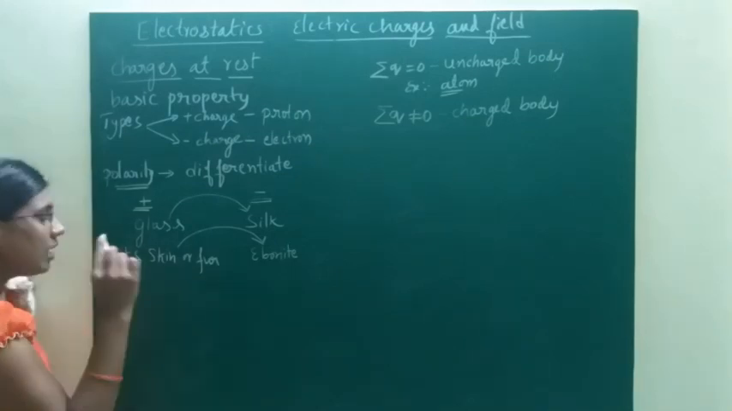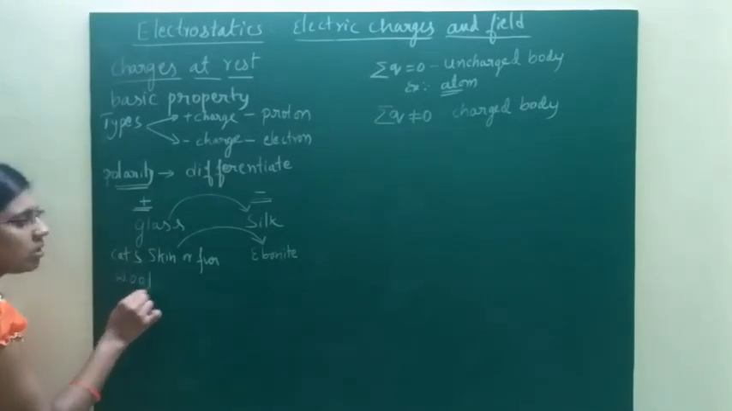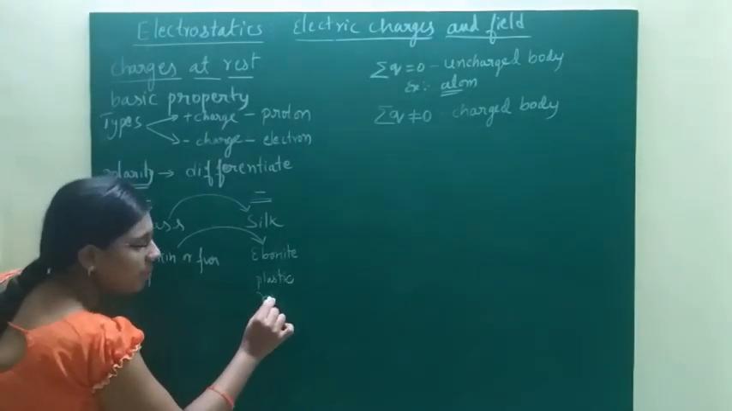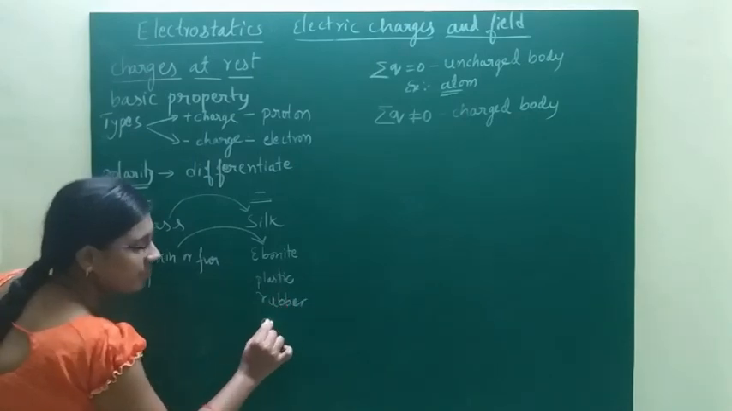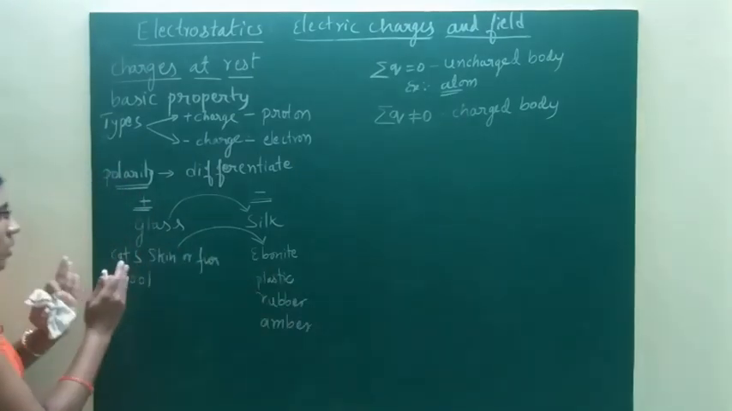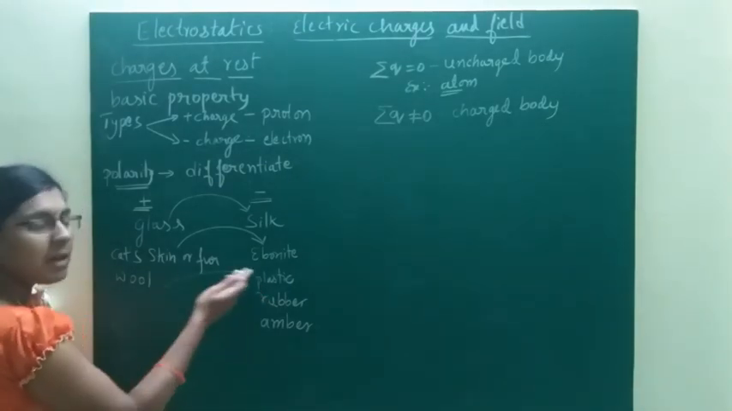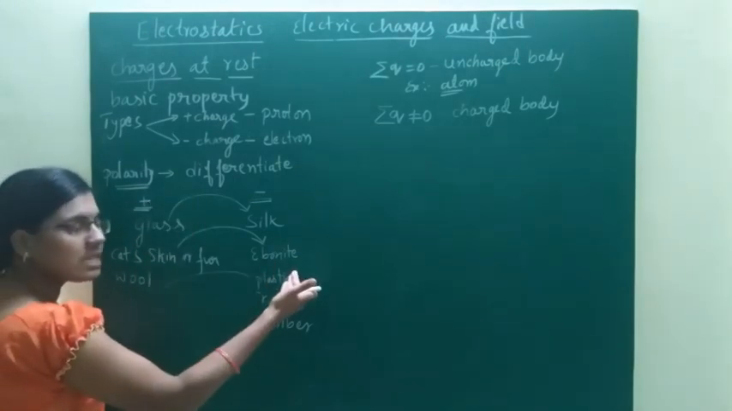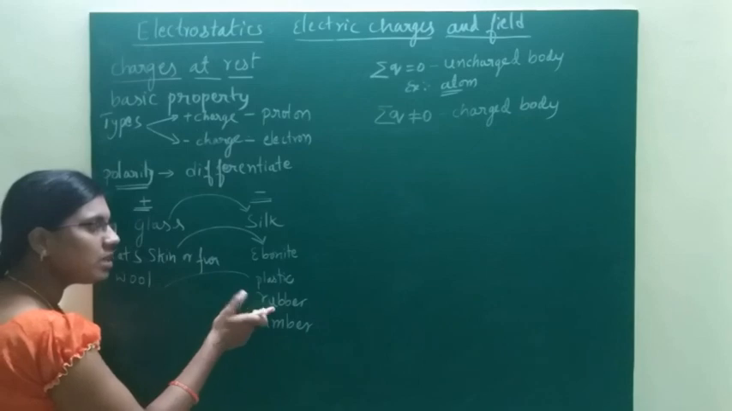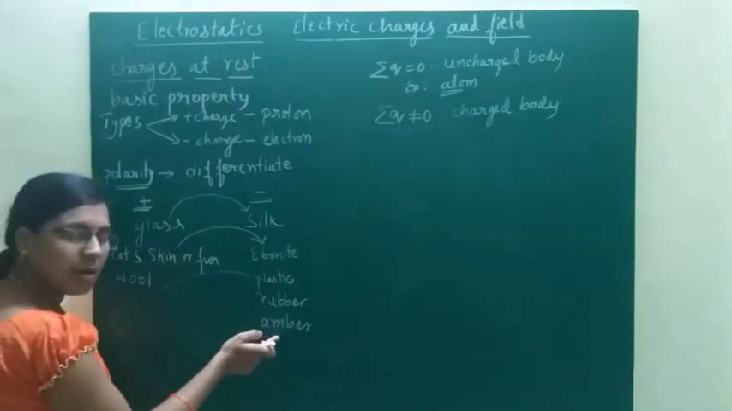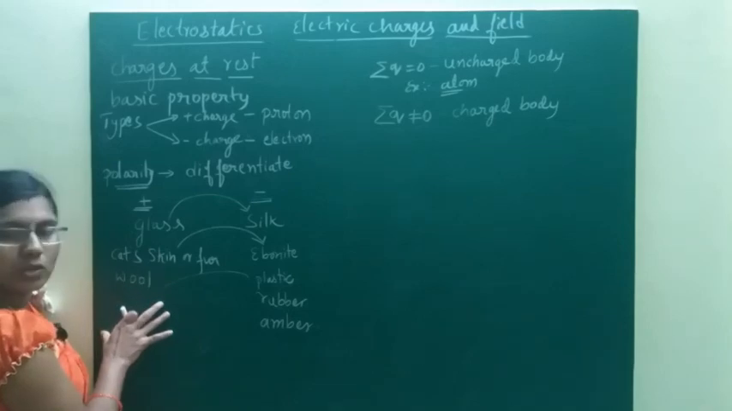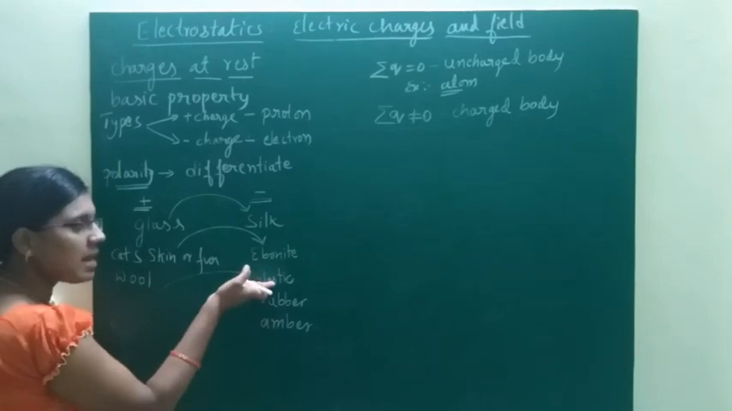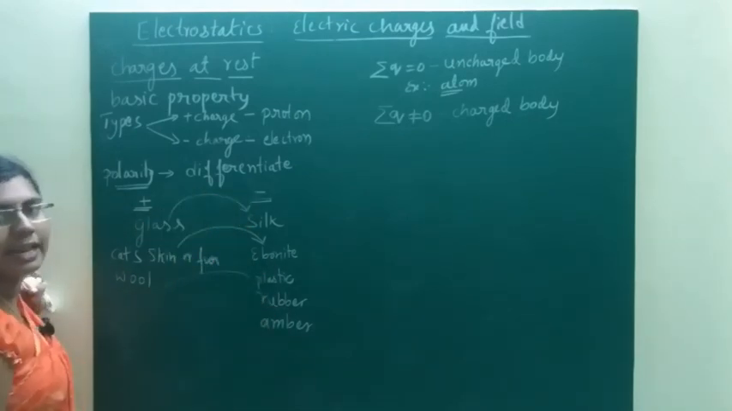In the same way, if you rub woolen cloth with a plastic rod, or rubber, or amber, the woolen cloth loses its electrons, so it becomes positively charged. Therefore, the plastic rod gains electrons, or if you rub with rubber, rubber gains electrons, or with amber, amber gains electrons. Woolen cloth loses electrons and becomes positively charged, and the plastic rod, rubber or amber becomes negatively charged.